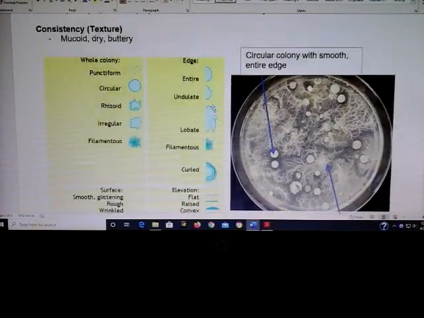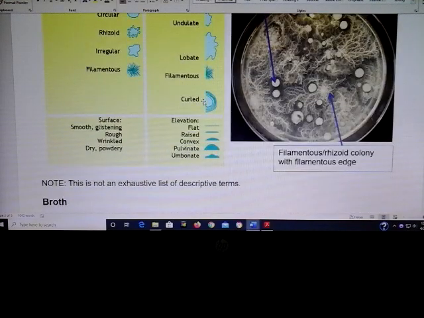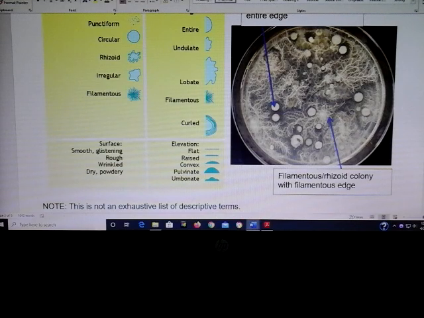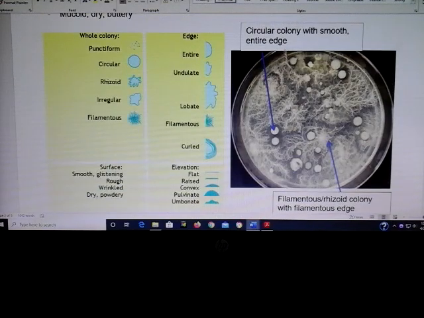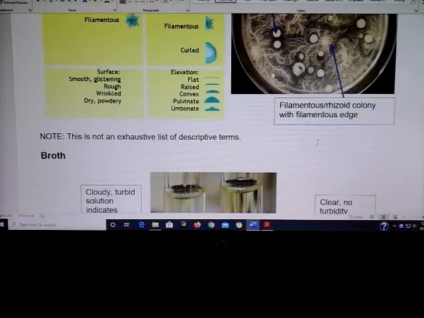Now, if you take a look here, this describes some of the whole colony characteristics like punctiform, really small, circular, rhizoid. Look at the edge. If it's undulate, it looks like that, etc. Now, if you take a look here, for instance, at these two colonies, what you can see is this one is circular. It looks smooth around the edge. This one over here is filamentous. You can see these filaments coming out all over.